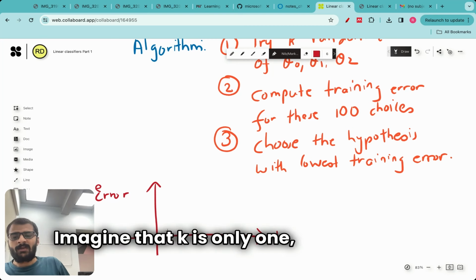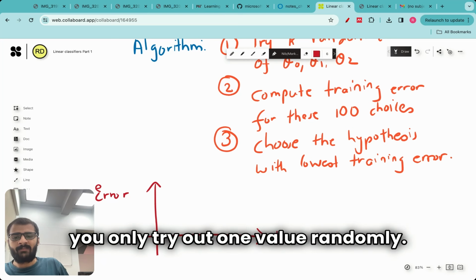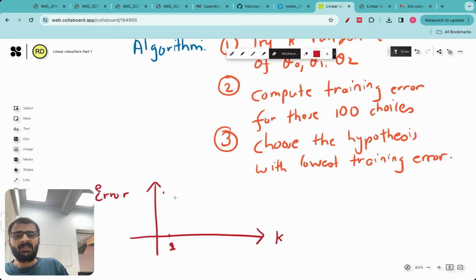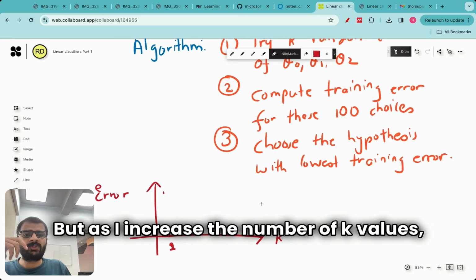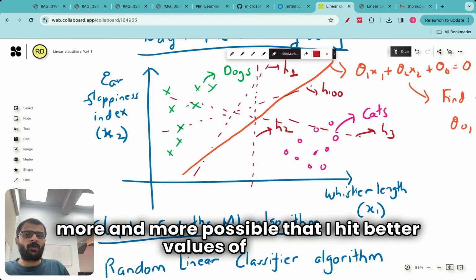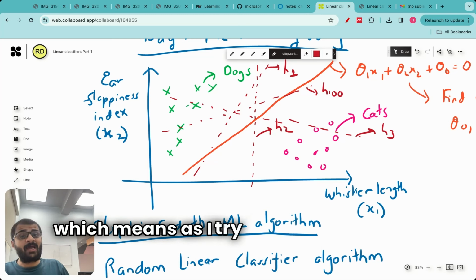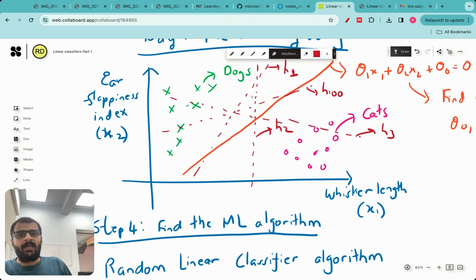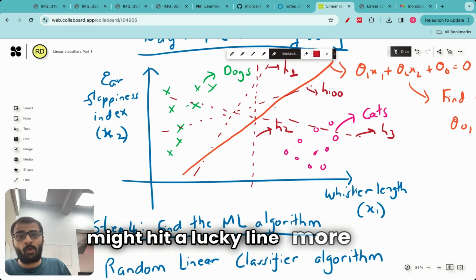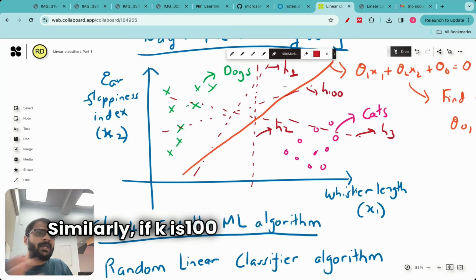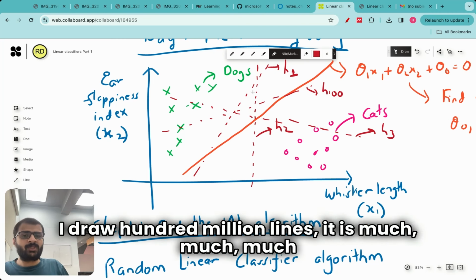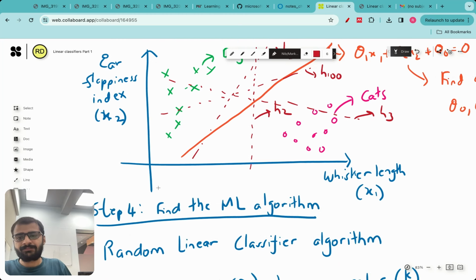Imagine that k is only 1, which means we only try out one value randomly. It is highly likely that the error is very high, right? But as I increase the number of k values, it becomes more and more possible that I hit better values of losses, which means as I try out more and more lines here, I start to perform better because I might hit a lucky line more often. Similarly, if k is 100 million, which means I draw 100 million lines, it is much more likely that I hit the optimal one.